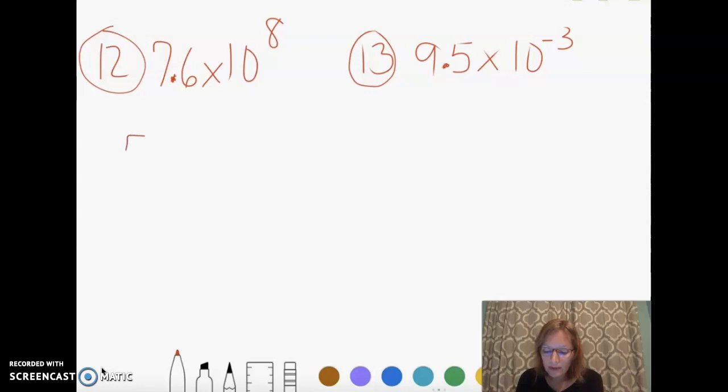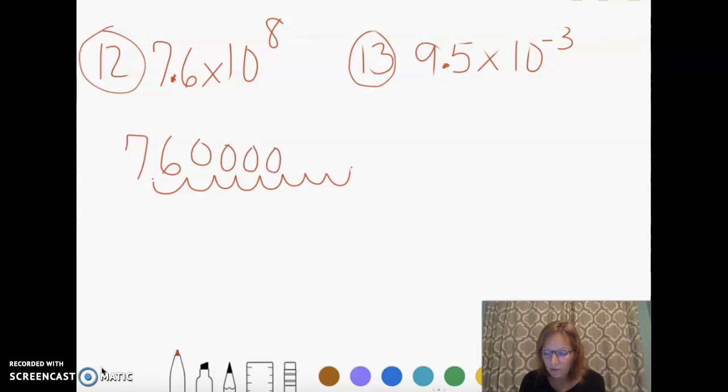So I'm going to write 7 and 6 down, remembering that my decimal point is right there. And I'm going to move 8 places to the right because I want to make a bigger number. So 1, 2, 3, 4, 5, 6, 7, 8. And my new decimal will be there. And I'm going to fill in all these loops with zeros. Make sure there's only 1 zero in each loop. It matters how you line up the loops and the zeros.